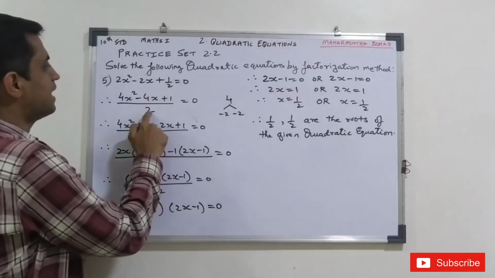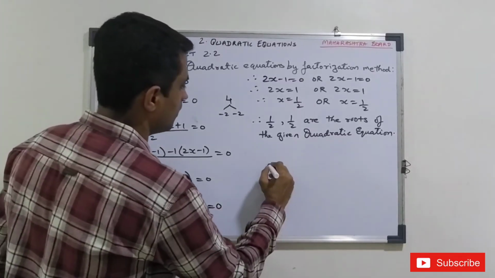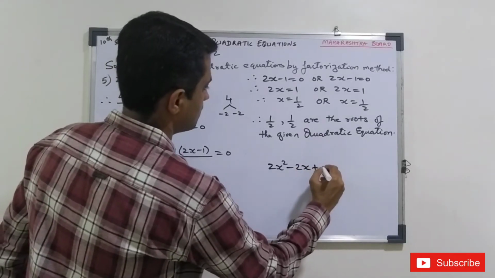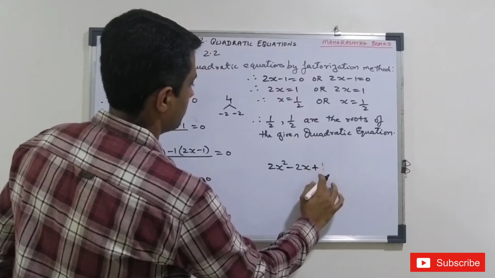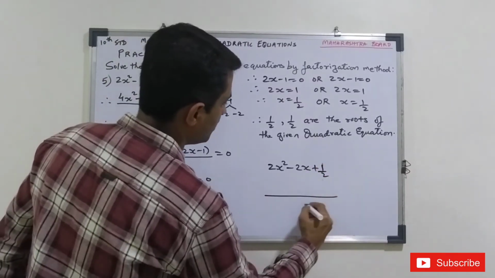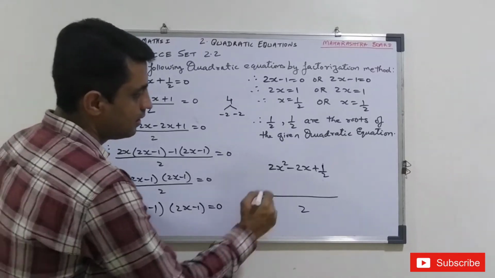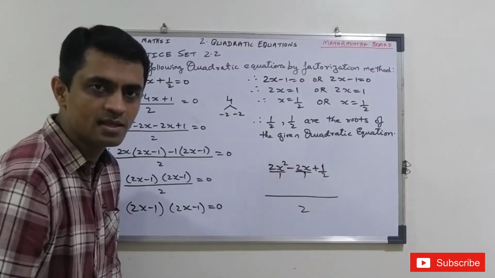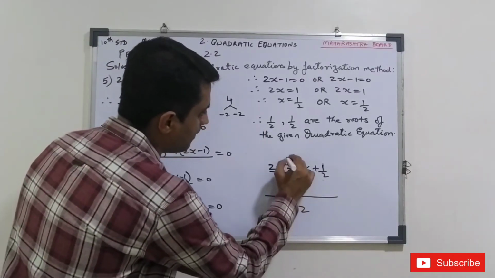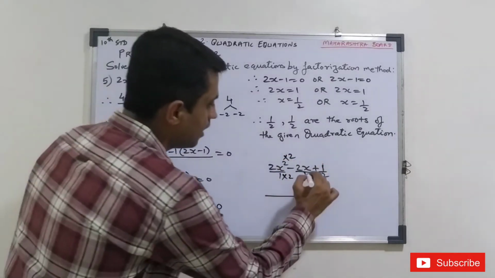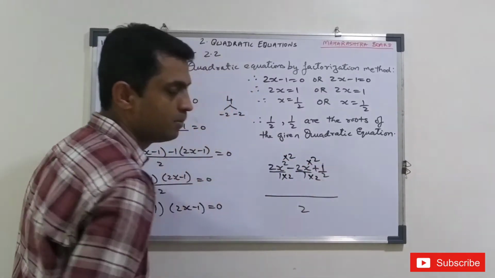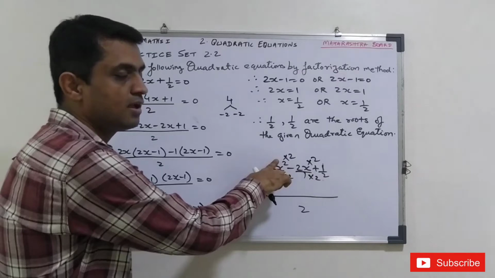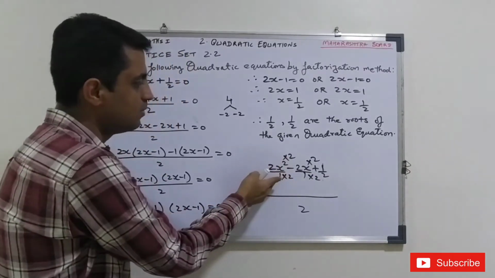If we take 2 as an LCM, suppose I am showing you the working here. 2x square minus 2x plus 1, plus 1 upon 2. If we are taking 2 as LCM, it means that here nothing is there, means 1 is there. Do you agree? So what do we want? We want 2 here. So you multiply by 2 here, and here also you multiply by 2. Because if you multiply by 2 down in the denominator, you should do the same thing in the numerator also, so that the sum does not change.